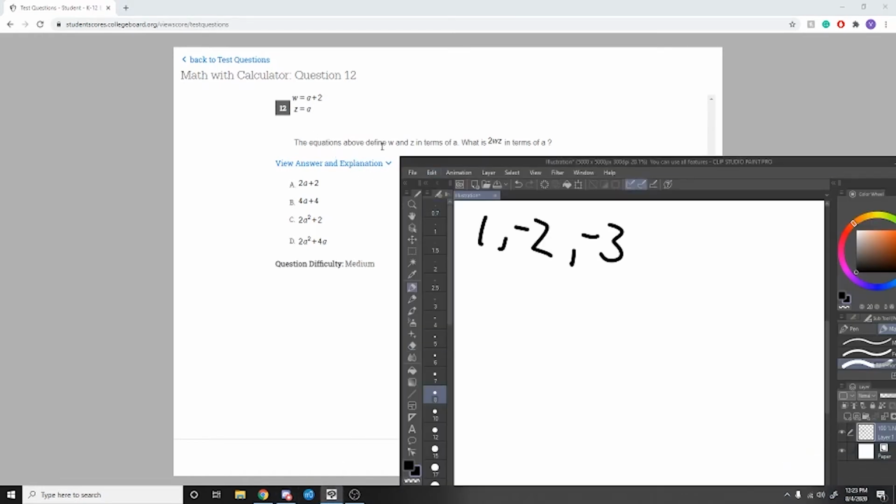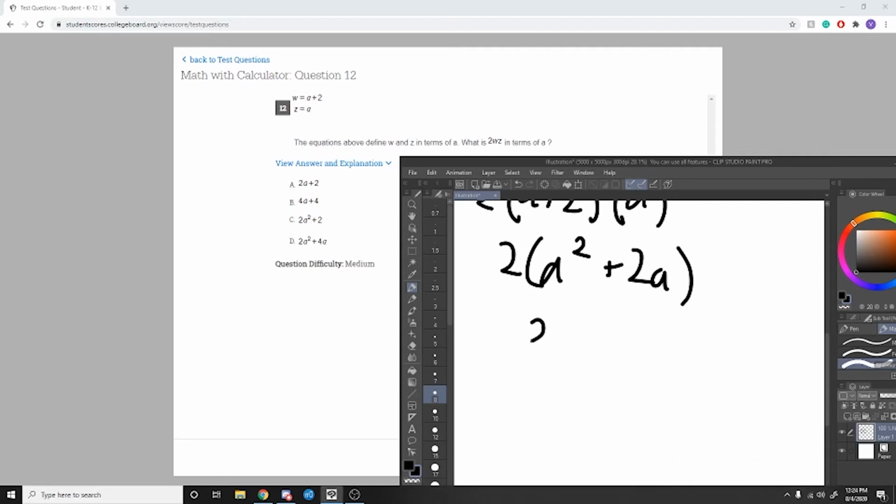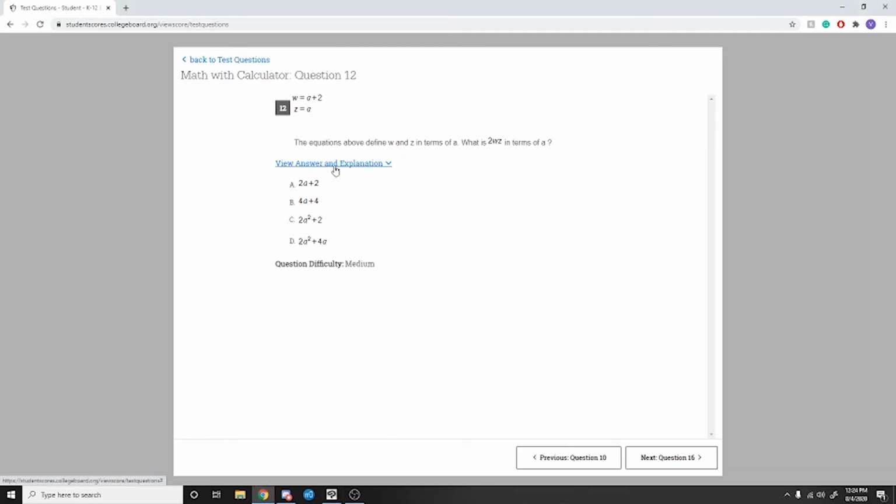Okay, the equation above defines W and Z in terms of A. What is 2WZ in terms of A? So all we have to do, they've given us everything. It's just simple math. W is A plus 2, so put that in, A plus 2. And you know Z is just A. And now let's do some basic algebra. Let's multiply the A over, so A squared plus 2A, but we still have to do the 2, so it'll be 2A squared plus 4A. And that's answer D. Let's see. Yep.